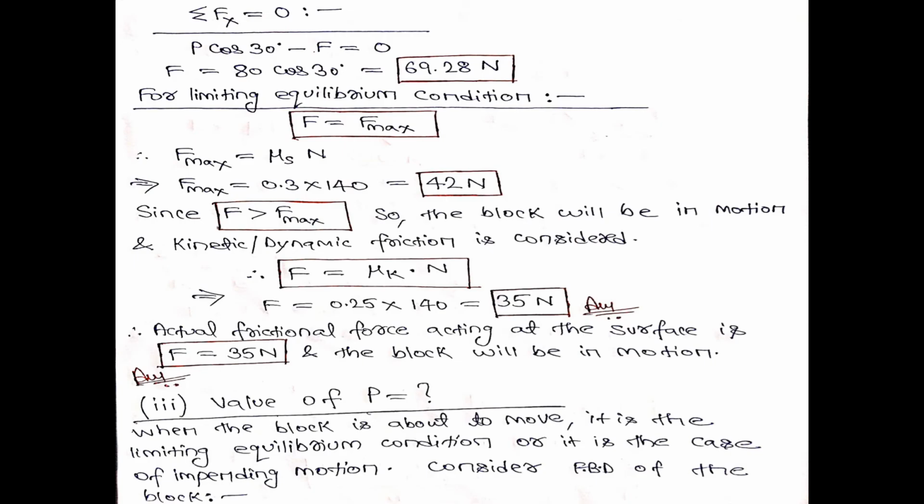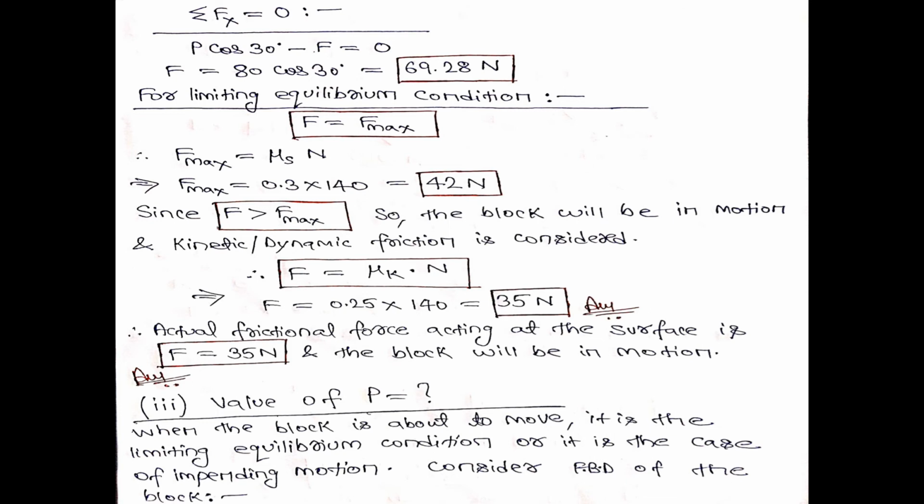Fine. So now let us find out that for limiting equilibrium condition, that means when the body is about to move, F will be equal to F max. F max for the limiting condition is mu into N, and mu will be what? Mu is nothing but static friction because the motion has not started yet. It is about to start. So I have to take the static coefficient of friction value. So F max is mu s into N. N we have already calculated, that is 140 Newton, into mu s. Mu s is 0.3. So I am getting F max as 42 Newton.